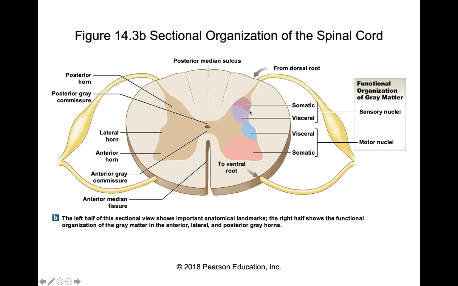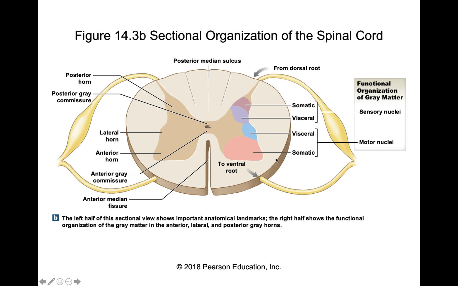So this part is called dorsal gray horn. And this is going to have somatic and visceral information, so sensory information for both. So somatic information coming from your skin, your muscles, and then the visceral information coming from the internal organs. So this is where the information is going to come in.